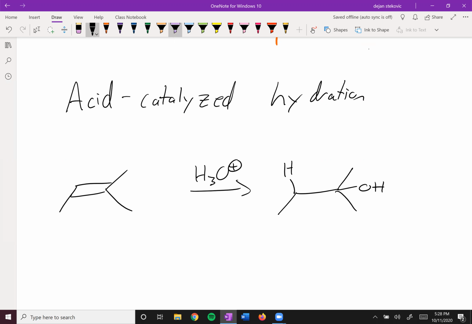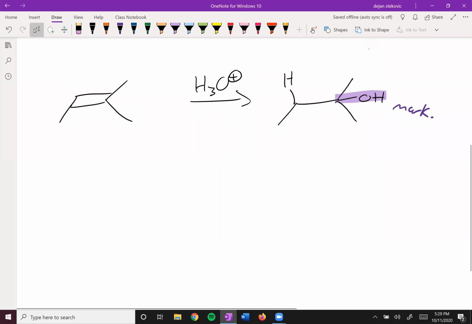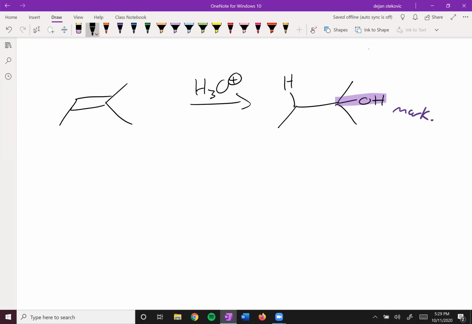We add an H and then an OH, so it's added across the double bond, and notice that we here get the Markovnikov addition, right? The alcohol goes on the more substituted, the hydrogen goes on the less substituted. And so this mechanism does indeed go through a carbocation intermediate.